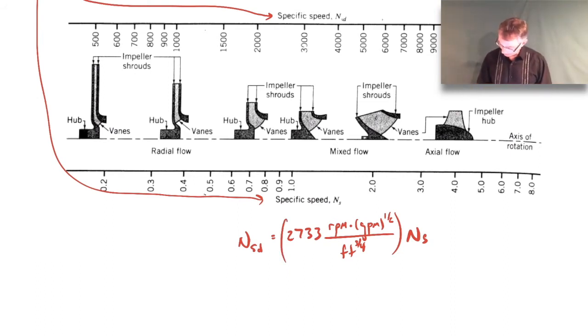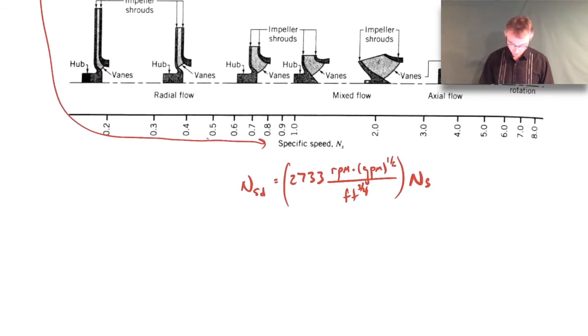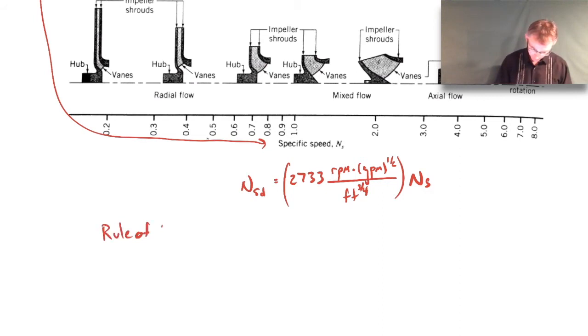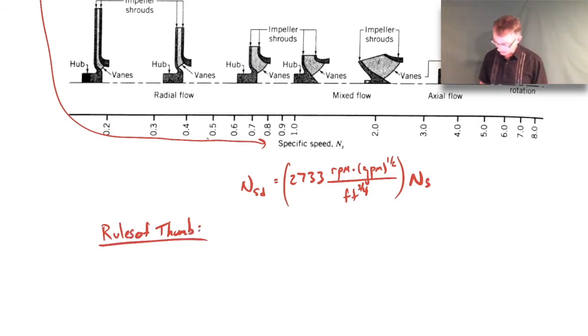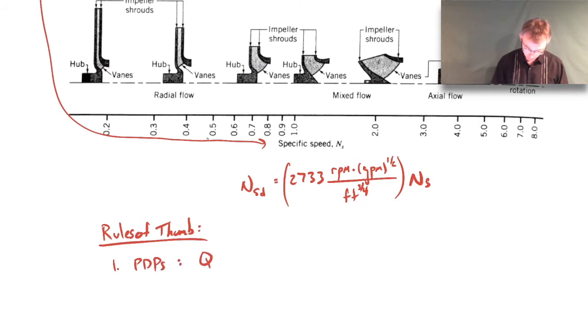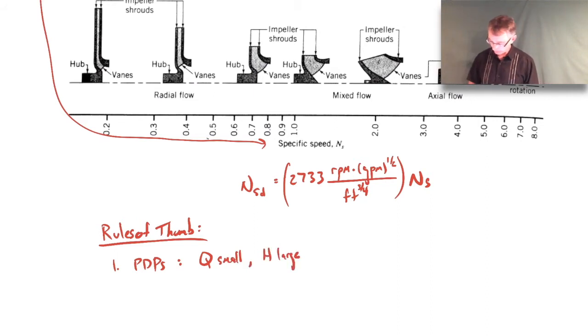All right, so some rules of thumb I have here, just relating to pump types. Positive displacement pumps are generally used for small flow rates and high head rises. So positive displacement pumps, Q small, H large. So large head rise, small flow rates.